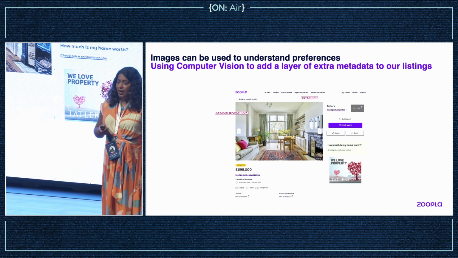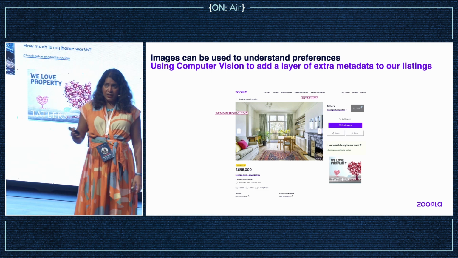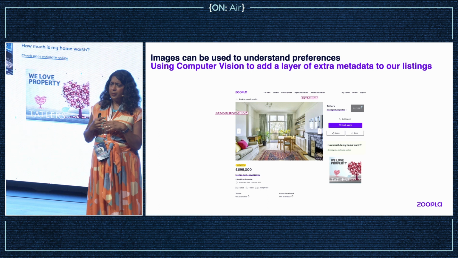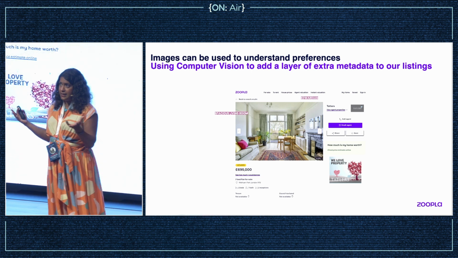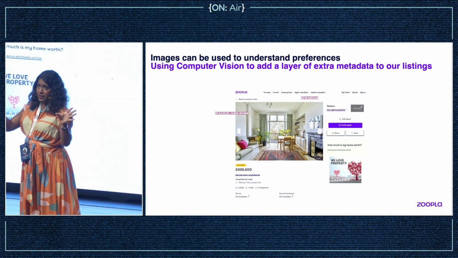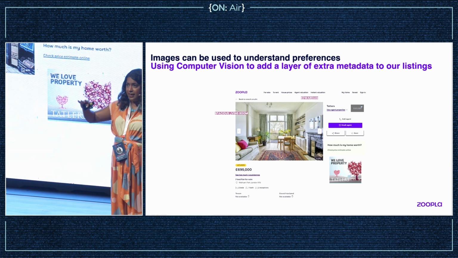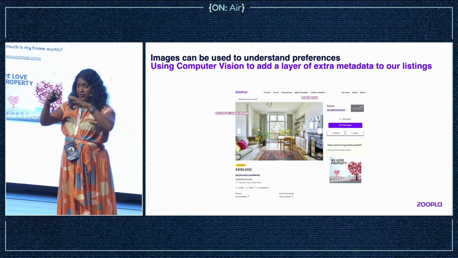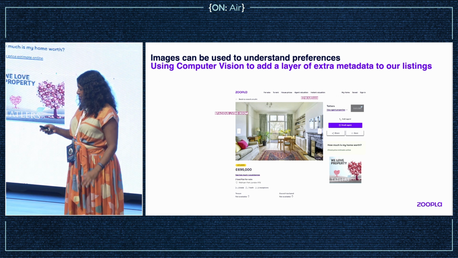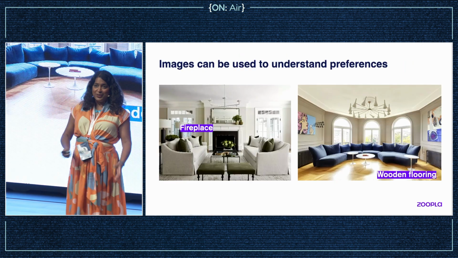So at Zoopla, what we're also trying to do is understand the images to get to consumer preferences and also what's driving leads for very specific consumers. Everybody has different preferences. So we want to add a layer of metadata above the data we already have by extracting characteristics from our imagery. So we can do a lot of different things.